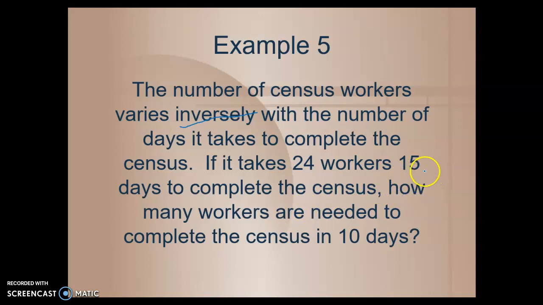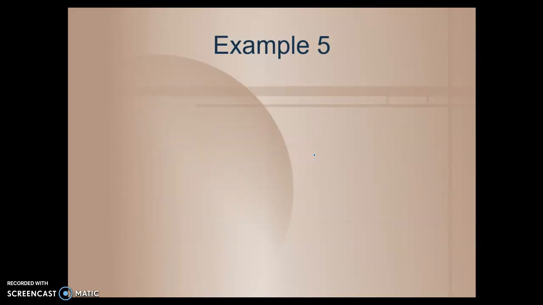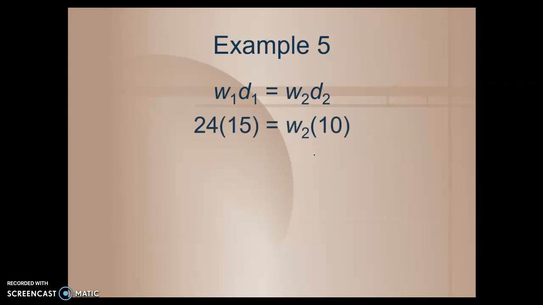All right, logically, we know if 24 workers takes 15 days and we want to do it faster, we're going to need more workers. So we should get a number greater than 24. If we don't, we can logically say we did something wrong. All right, let's set up our equation here. We've got workers times days for our first set of information is going to be equal to workers times days in our second set of coordinates because it's inversely proportionate.